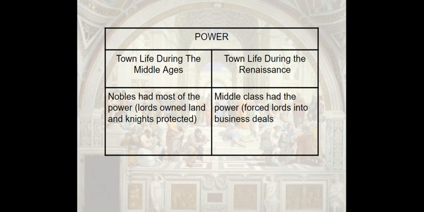Again, you can pause the video and write this down. Now we're going to look at power in the Middle Ages versus the Renaissance.